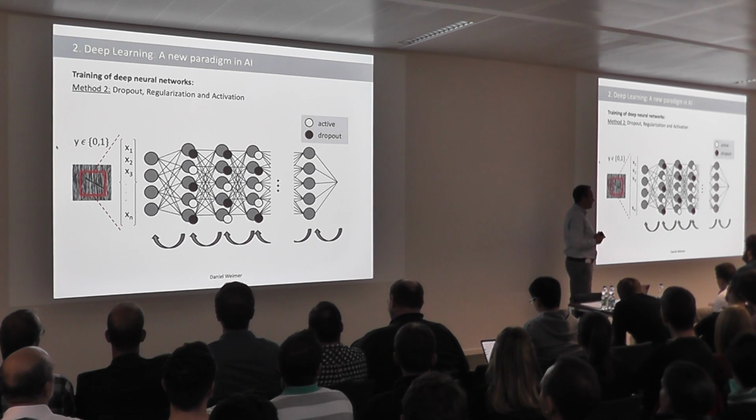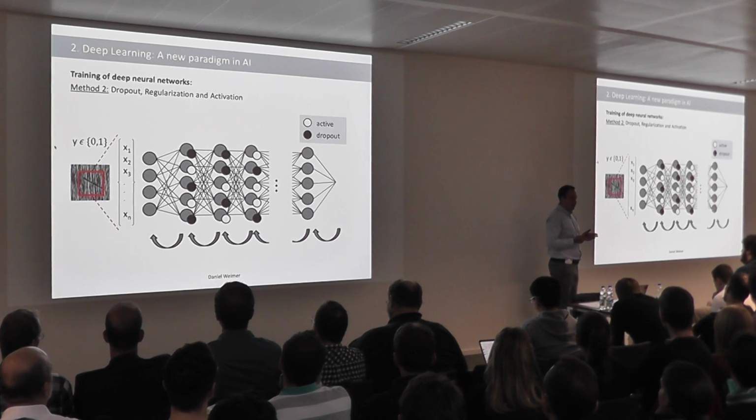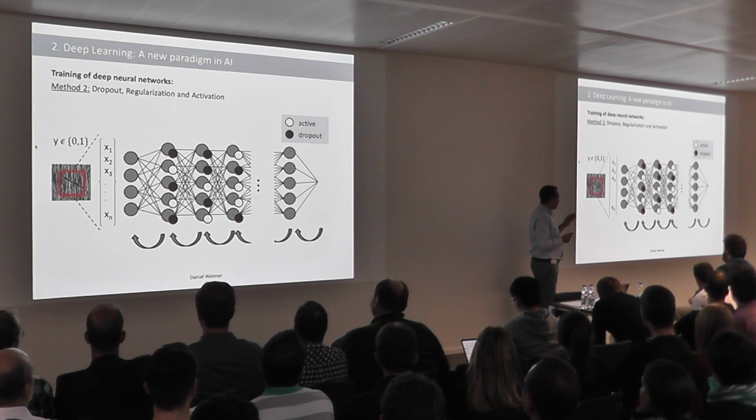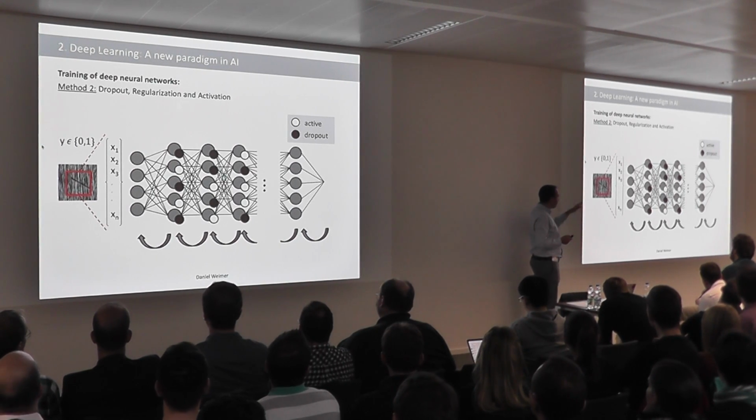The other technique is regularization. I don't want to elaborate on this right now. And activation function. The activation function is the key to avoid this kind of vanishing gradient problem. So this is the way how deep nets are trained today.